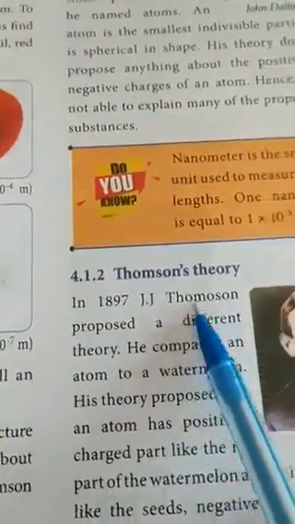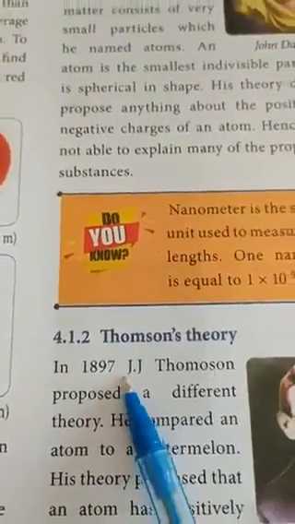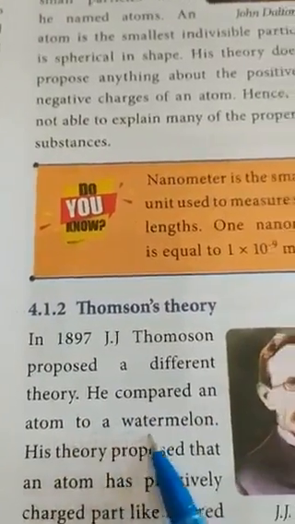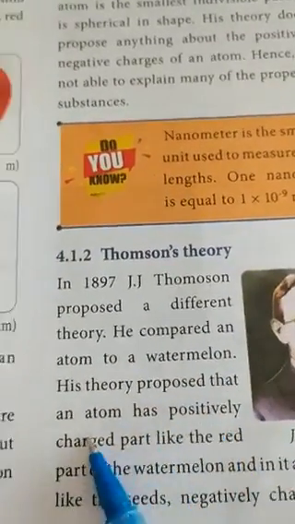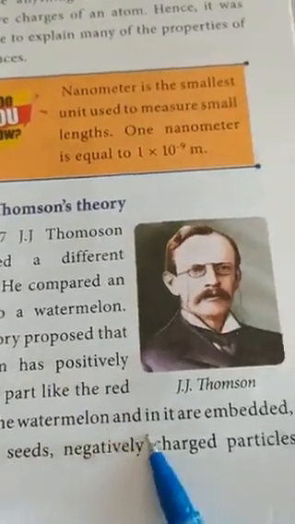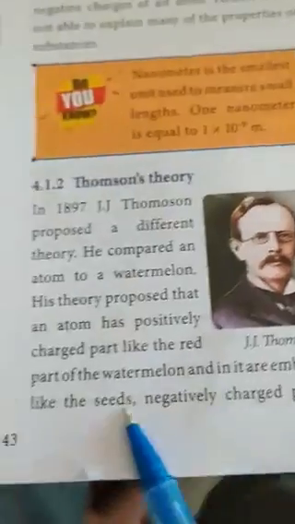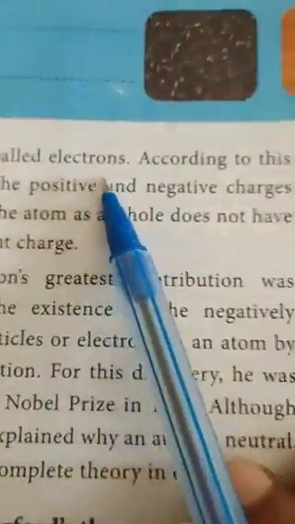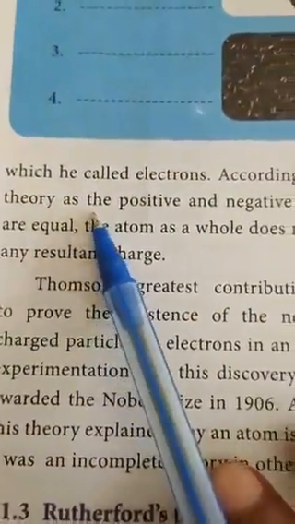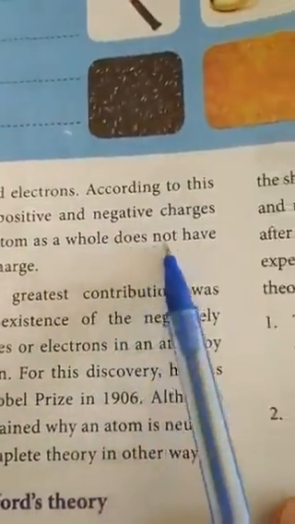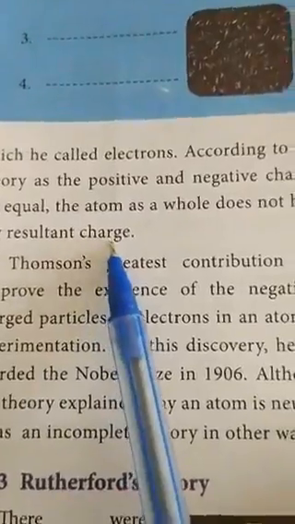Thomson's theory, in 1897, J.J. Thomson proposed a different theory. He compared an atom to a watermelon. His theory proposed that an atom has a positively charged part like the red part of the watermelon, and in it are embedded, like the seeds, negatively charged particles, which we call electrons. According to this theory, as the positive and negative charges are equal, the atom as a whole does not have any resultant charge.